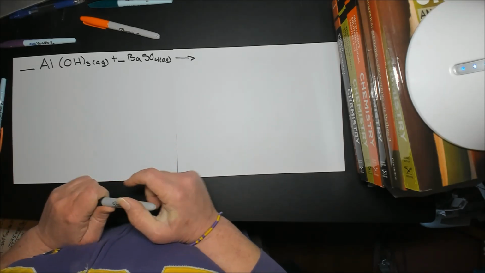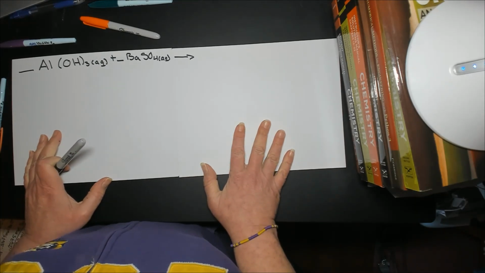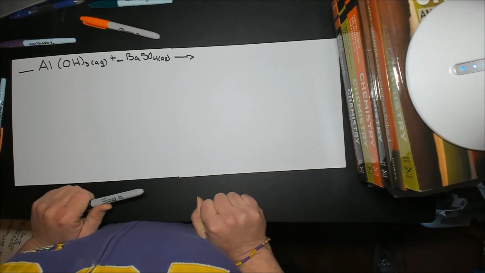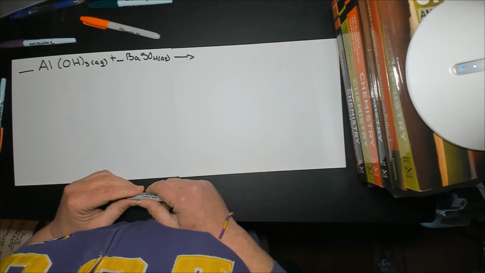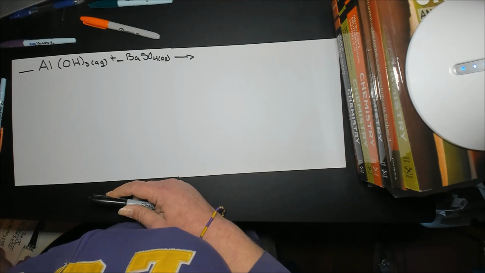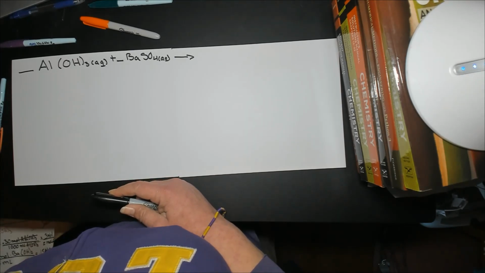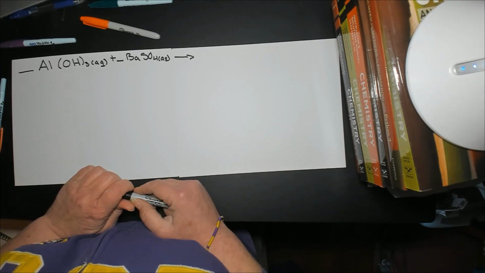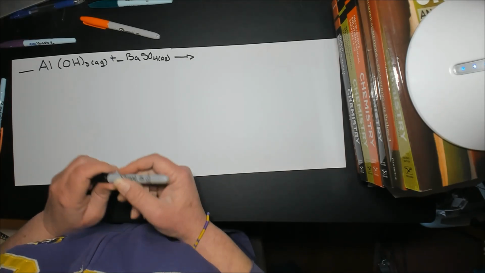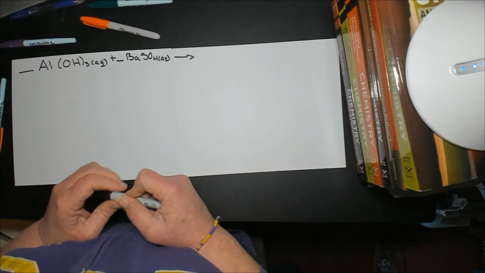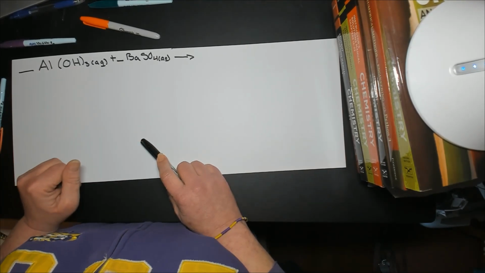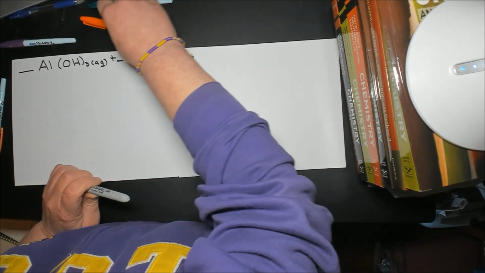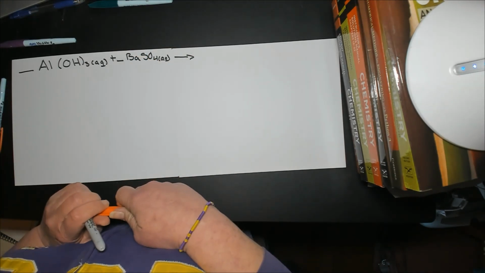But today we are going to talk about how to predict products, how to make sure something is charge balanced, and how to balance or use molarity to determine what an initial concentration of something was. Okay. So to start with, I've given you this aluminum hydroxide and this barium sulfate, and we want to know what is going to be produced on the other side.